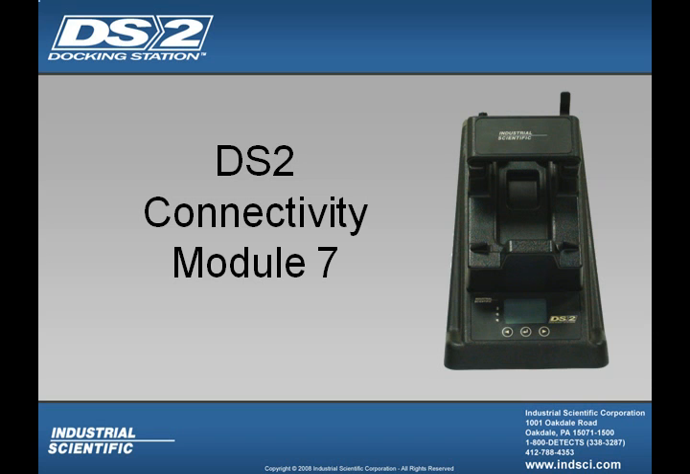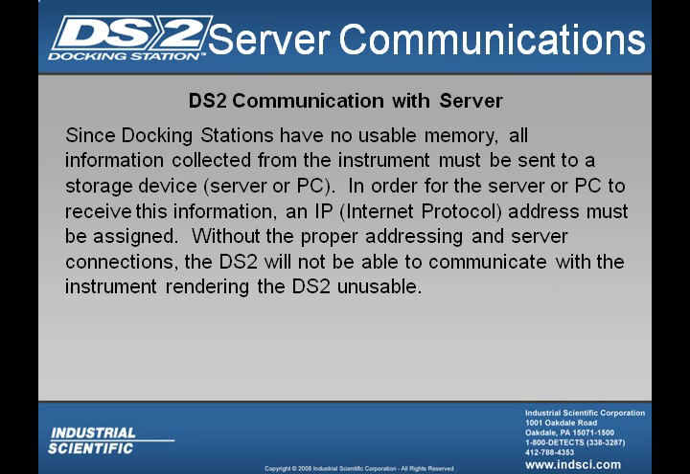Welcome to Module 7. In this module, we'll cover the DS2 connectivity. Since the docking stations have no usable memory, all information collected from the instrument must be sent to a storage device, such as a server or PC. In order for the server or PC to receive this information, an Internet protocol, otherwise known as an IP address, must be assigned. Without the proper addressing and server connections, the DS2 will not be able to communicate with the instrument, rendering the DS2 unusable.